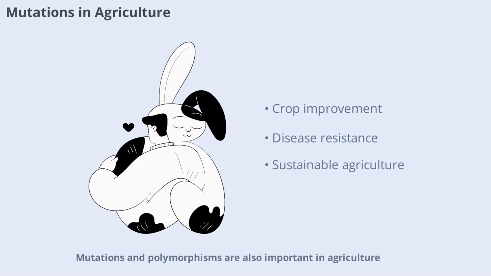Mutations and polymorphisms are also important in agriculture. Plant breeders use natural and induced mutations to develop crops with desirable traits, such as disease resistance or improved yield. Understanding genetic variation helps create more resilient and productive plants, supporting food security and sustainability.